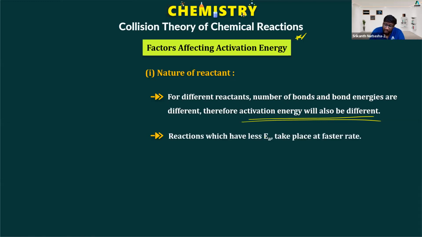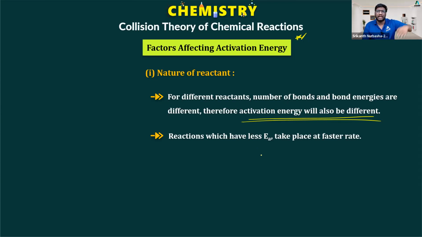Reactions which have less activation energy take place at a faster rate. Activation energy is the jump. Like all of you are doing a high jump, and I have kept a bar at 1 meter height. Only a small number of students can pass it. If I kept the bar at 10 centimeters, most of you can pass it.